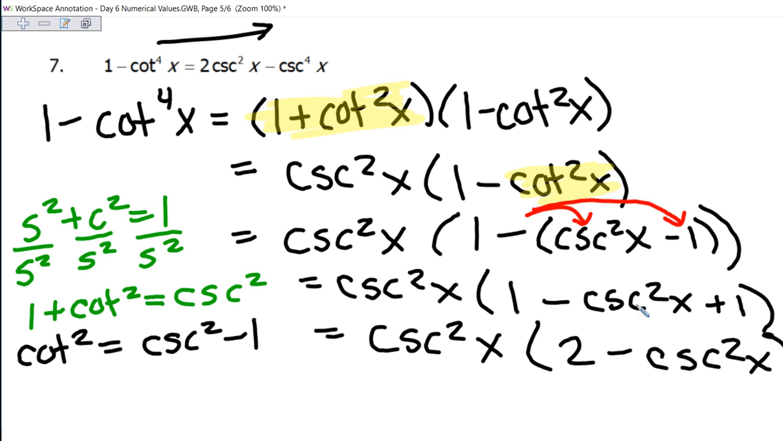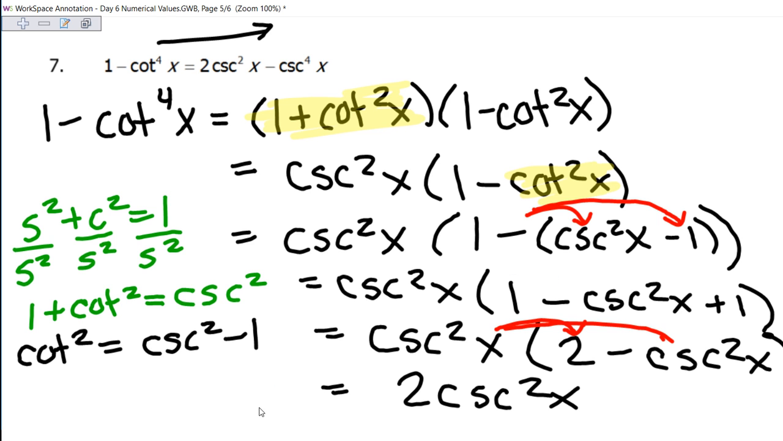And what's my last step? Distribute. So when I distribute, what's cosecant squared x times 2? Cosecant squared x. And what is cosecant squared x times negative cosecant squared x? Negative cosecant to the 4th power of x. So we started with the left side, and we have proven it does equal the right side.